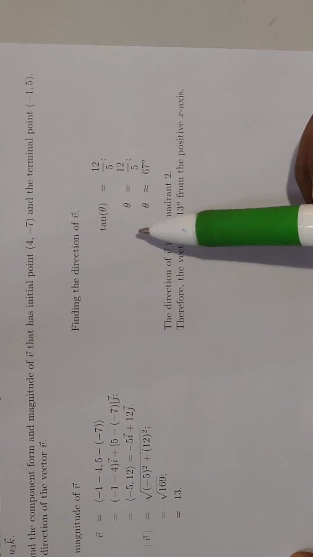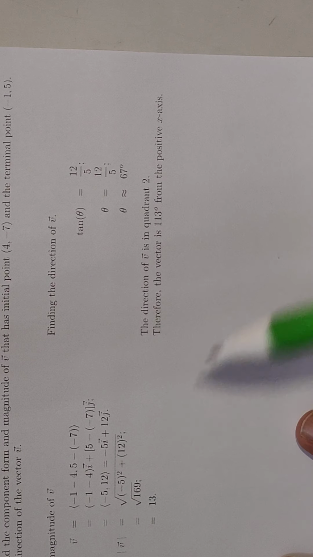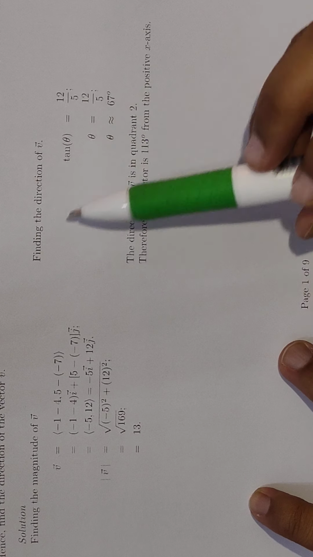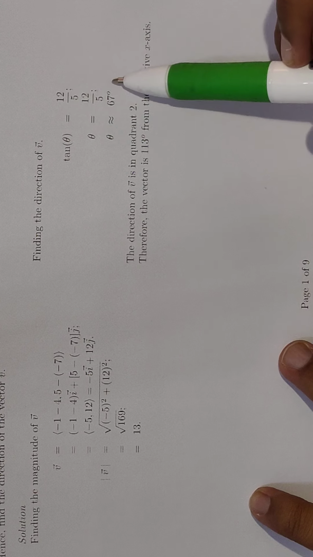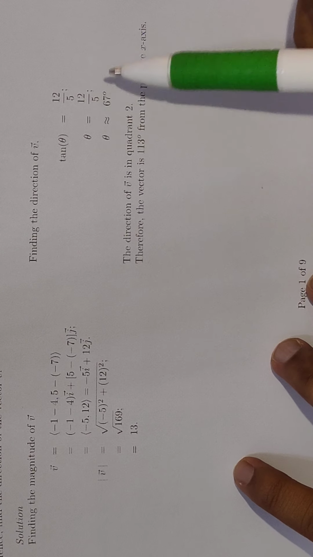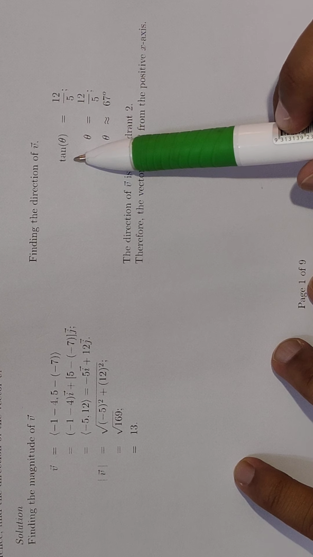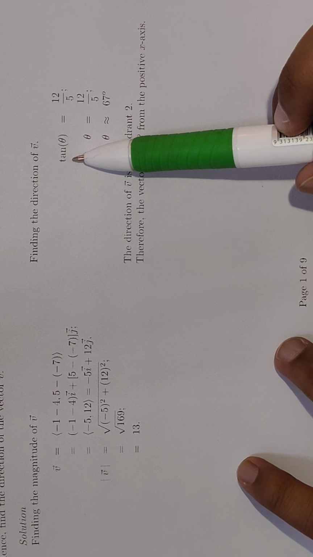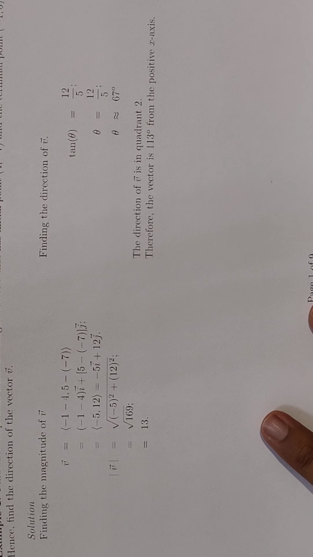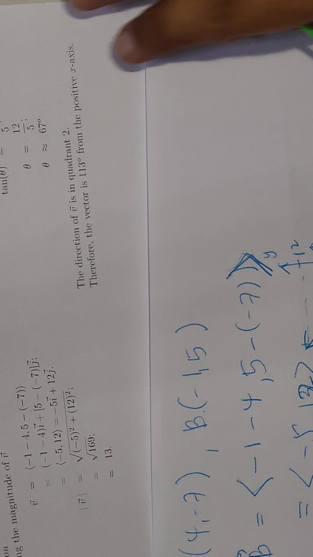Here, finding the direction of tangent theta, magnitude, we take the distance formula, and then it's equal to 13. Finding the direction of V, tangent theta, you can take the positive first, okay? And then we know that the negative, the tangent will be negative in second quadrant and third quadrant, right? And fourth quadrant, tangent, yes, the fourth quadrant, okay?